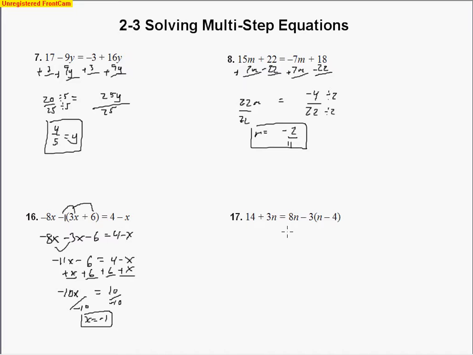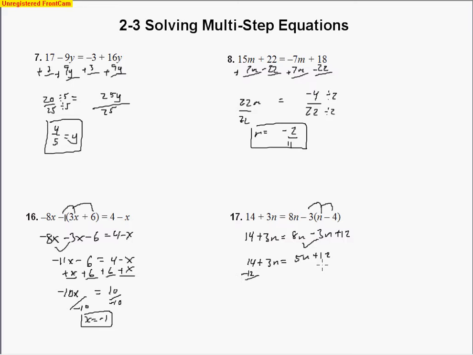So on this one, I'll multiply negative 3 by each of these terms. I'm left with 14 plus 3n equals 8n minus 3n plus 12. So I'll collect like terms right here on the right-hand side of the equal sign. So I'm still left with 14 plus 3n equals now 5n plus 12.